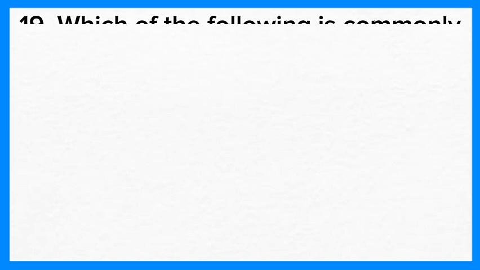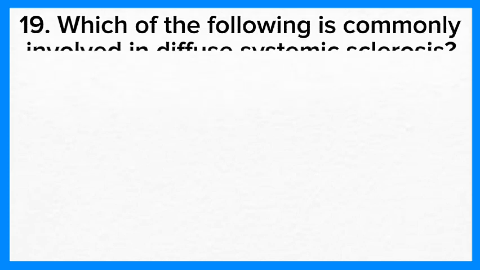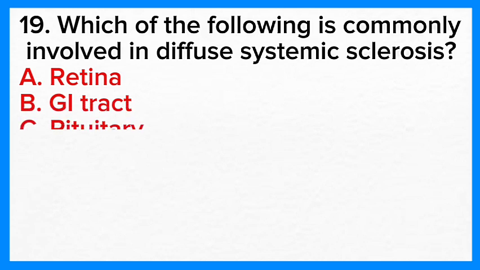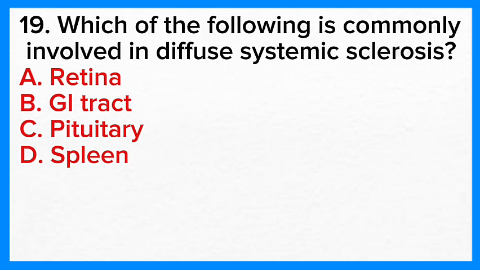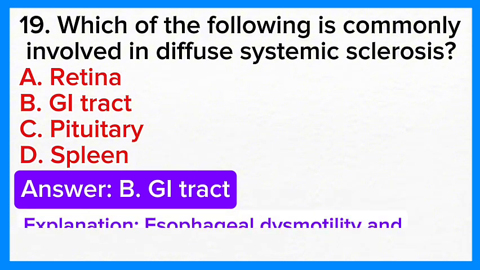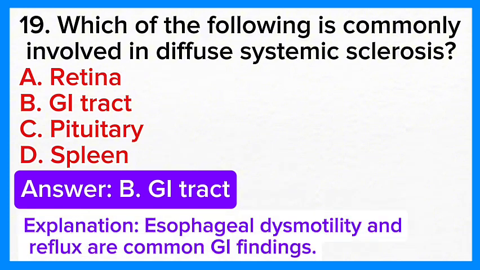19. Which of the following is commonly involved in diffuse systemic sclerosis? A. Retina, B. GI tract, C. Pituitary, D. Spleen. Answer: B. GI tract. Explanation: esophageal dysmotility and reflux are common GI findings.